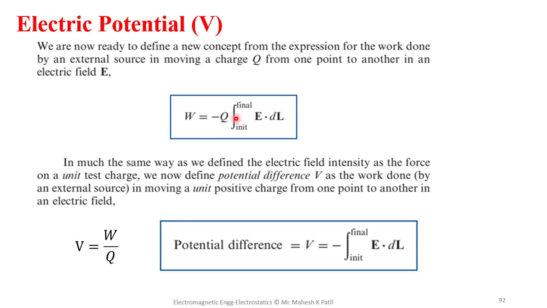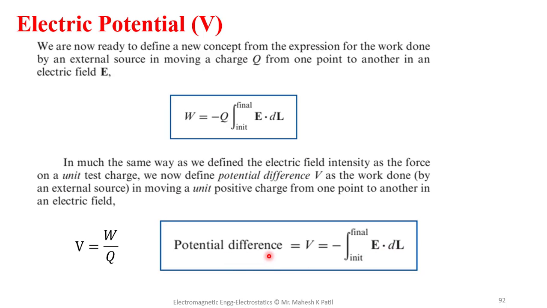So we have the equation of W here. If I take this Q to the LHS side, it will become W upon Q. So what remains on the RHS? On the RHS side we are going to get minus integration E bar dot dl bar. This is nothing but the potential, because potential is work done per unit charge. So the potential equation can be written as V is equal to minus integration initial point to final point E bar dot dl bar.